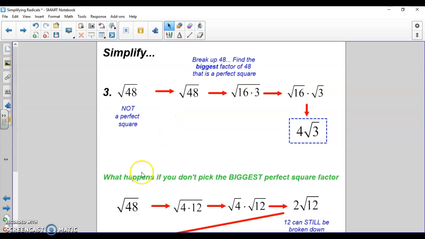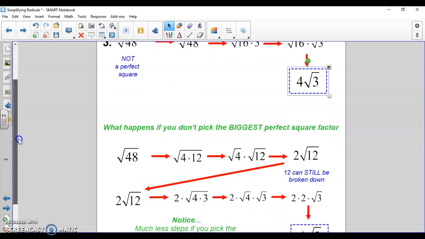Next, 48. This one's a tougher one just because there are multiple factors of 48 that are perfect squares, 4 and 16 to be exact. 16 is the biggest factor of 48 that's a perfect square. That's the one you need to use. That gets you the answer the quickest way. So we have square root of 16 times square root of 3. Square root of 16 is 4. Square root of 3 is just square root of 3.